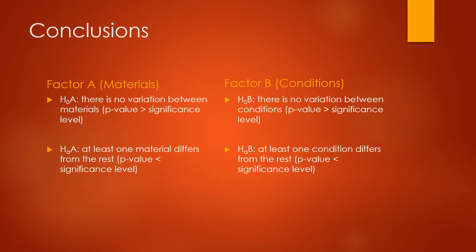After finding our p-values, we can determine whether or not we can reject the null hypothesis for each factor. This would be that there is no variation between materials, or there is no variation between conditions. The alternative hypothesis would be that at least one material differs from the rest, or one condition differs from the rest. We can then see which factors, if any, cause variation between the results.